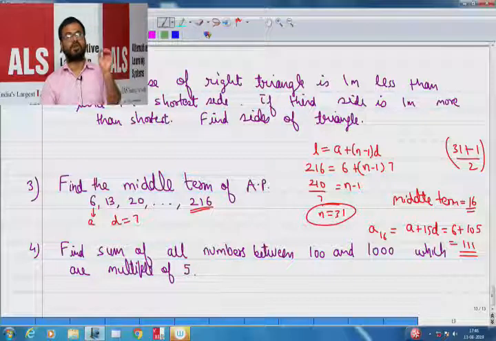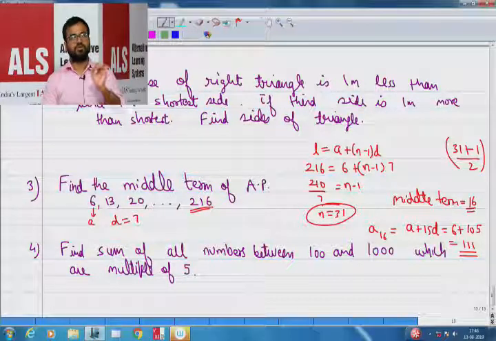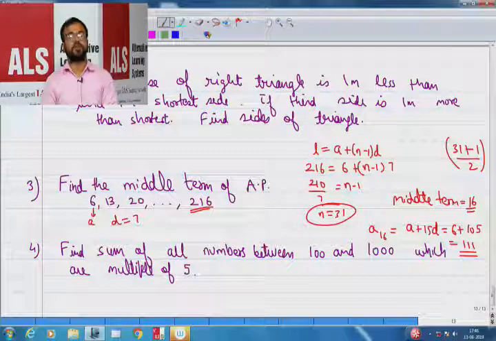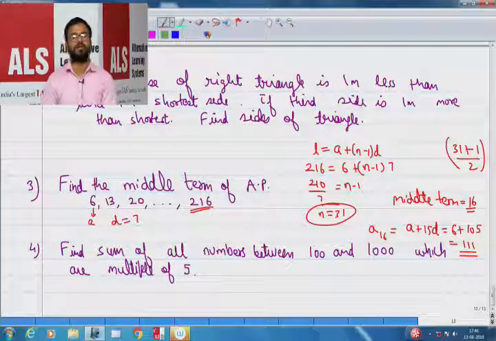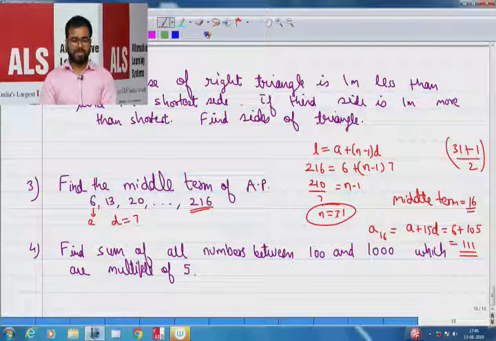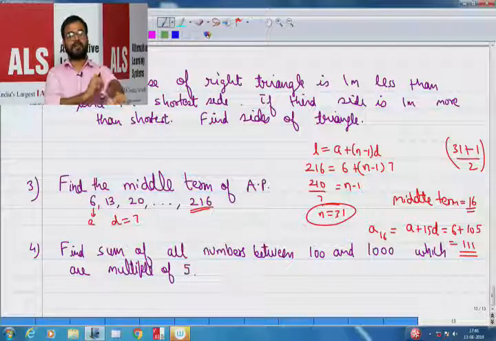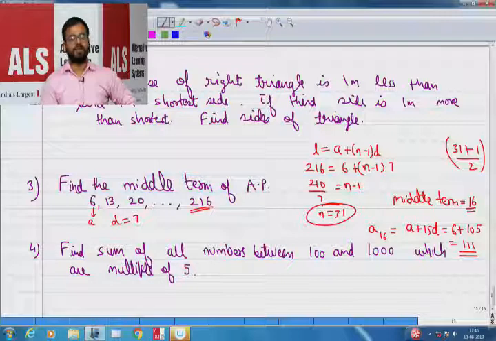So first we have to figure out how many terms there are. Using that, we can figure out which numbered term is the middle term, and after getting that number, we can figure out that term. Now the next question is: find the sum of all numbers between 100 and 1000 which are multiples of 5.